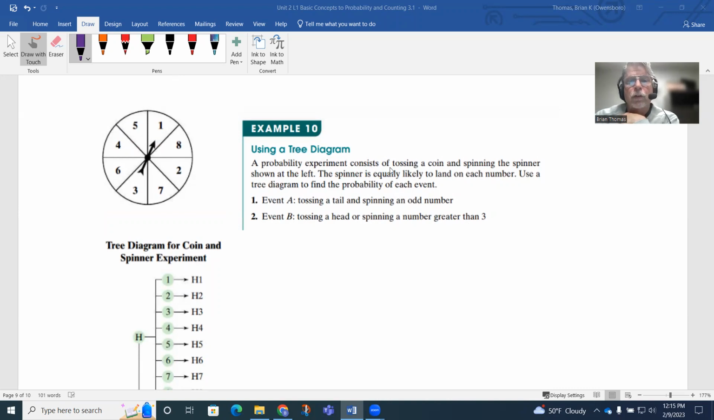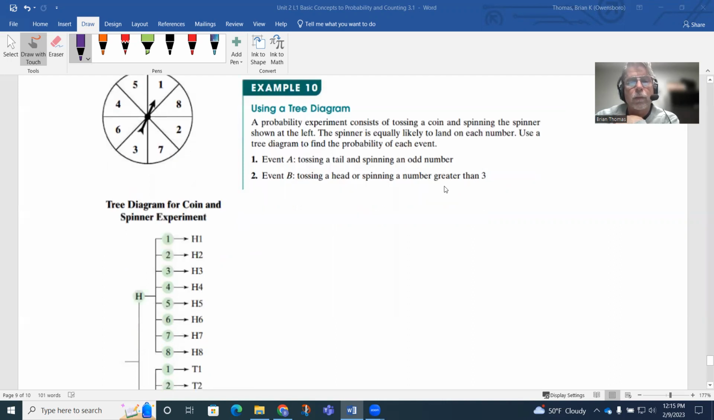A probability experiment consists of tossing a coin and spinning the spinner shown at the left. The spinner is equally likely to land on each number. Use the tree diagram to find the probability of each event. Notice this sounds like classical probability, equally likely kind of stuff there. So the first thing is event A is tossing a tail and spinning an odd number.